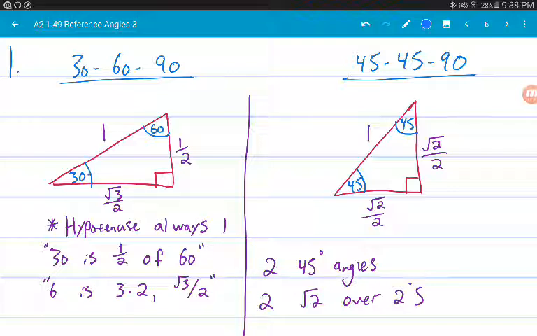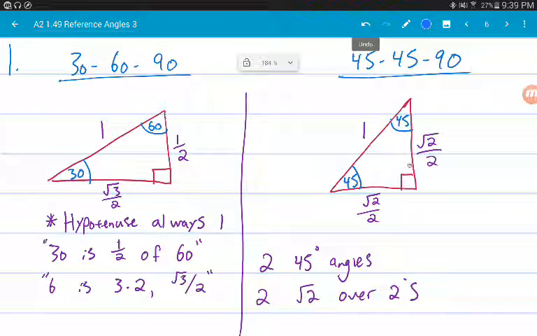Remember that 30 is 1/2. That's how I know that 1/2 is across from the 30. And I know that radical 3 over 2 is across from the 60 because 3 times 2 is 6. The way I remember what the side lengths are in a 45, 45, 90 is I remember that two 45-degree angles, 2 rad 2 over 2's. How many 45-degree angles? 2. So what do we have? 2 rad 2 over 2's.